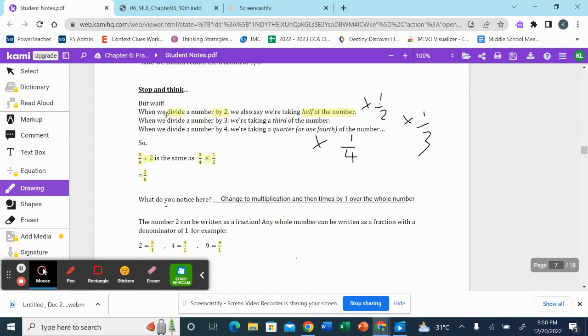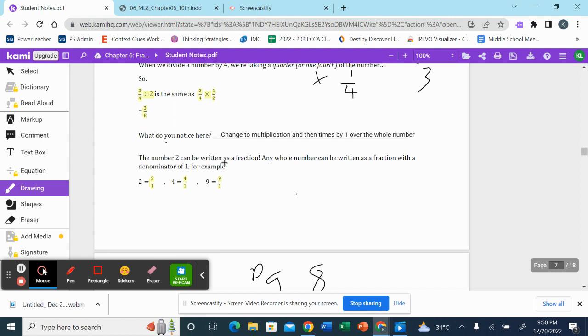So let's stop and think. When we divide a number by 2, we're also saying we're taking half the number. When we divide a number by 3, we're taking a third of the number. And when we divide a number by 4, we're taking a quarter. So 3/4 divided by 2 is the same as timesing it by 1/2. We know how to do that. 3 times 1 is 3, 4 times 2 is 8.